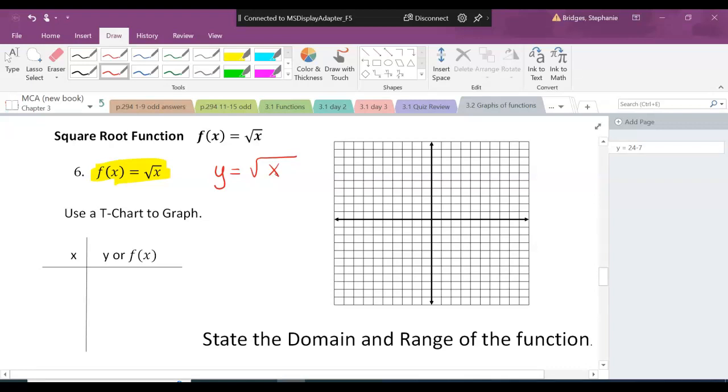What's the first one? Smaller. Smaller. 0, right? And then what's the next perfect square? 1, and then 4, and then 9, right? Those are all perfect squares. Those are the smallest we can get.